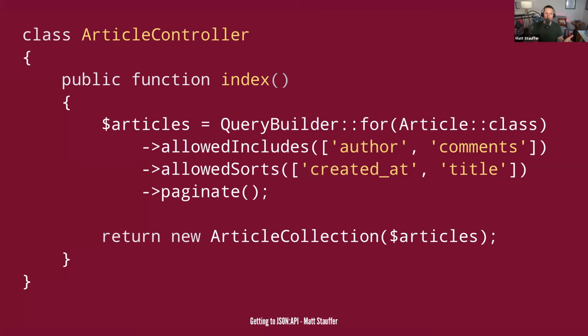So you can do here, you say, I'm going to get all of the articles. I'm going to allow them to potentially include author and comments. So that would be, question mark include equals author, question mark include equals comments. And I'm allowing them to sort by these two columns. I'm going to paginate it, and then I'm going to wrap it with Laravel Eloquent resources. And this is the simplest possible response. And this is super easy.